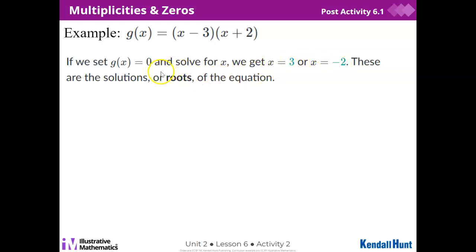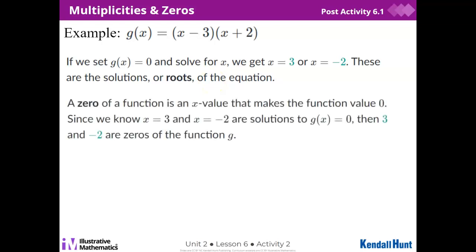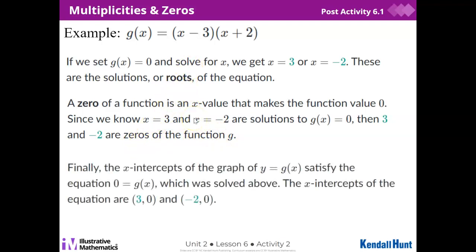Now, these solutions are what we're going to call roots of the equation. That's a new word that we haven't used yet, but they're going to be called roots. Sometimes the roots are referred to as zeros, but the zero of a function is the x value that makes the function value 0. Since we know the solutions are 3 and negative 2, then 3 and negative 2 are considered zeros of the function. So you'll notice that we use the word zero or roots sometimes interchangeably.